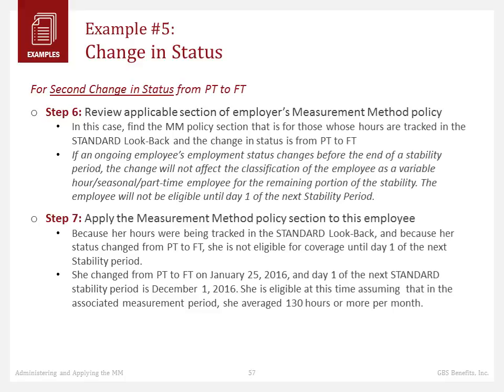Because this employee's hours were being tracked in the standard look back, and because her status changed from part-time to full-time, she is not eligible for coverage until day 1 of the next stability period. She changed from part-time to full-time on January 5th, 2016, and day 1 of the next standard stability period is December 1, 2016. She is eligible at this time, assuming that in the associated measurement period she averaged over that 12 months of 130 hours or more per month. If she didn't, she doesn't get offered coverage even then.